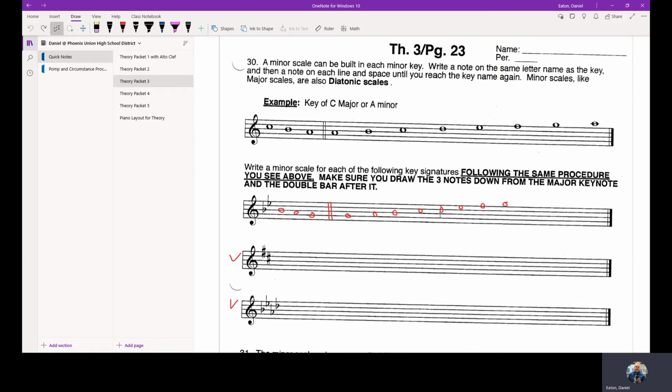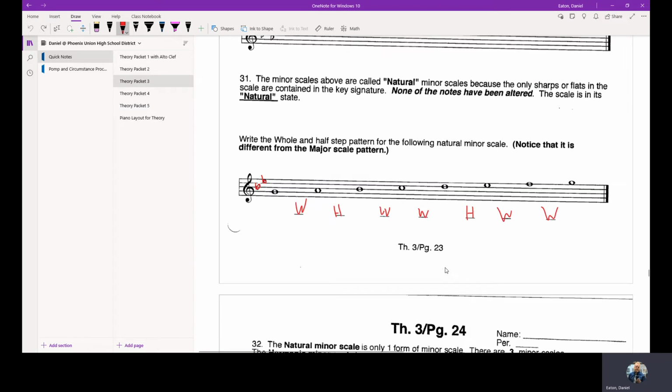Okay. All right, minor scales can be built in each minor key. Write the note of the same letter name as the key, and then the note on each line and space until you reach the key name. Again, minor scales, like major scales, are also diatonic scales. So you're trying to figure out your minor scale based on your major. So in this one, I know this is B flat major. I go down to G, and there's my G minor scale. This one is D major. I'm going to go down a third. So now I know that this is going to be B minor. And I do my B minor scale, etc., etc.